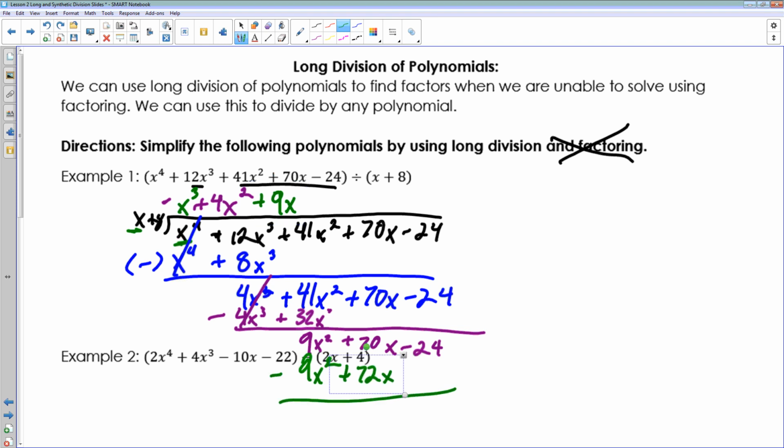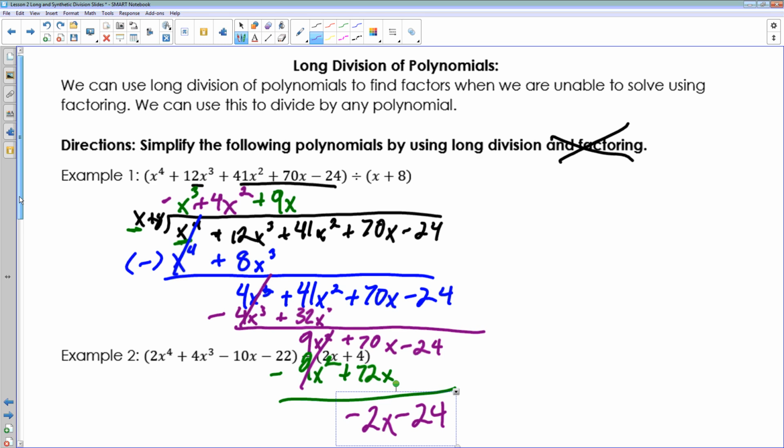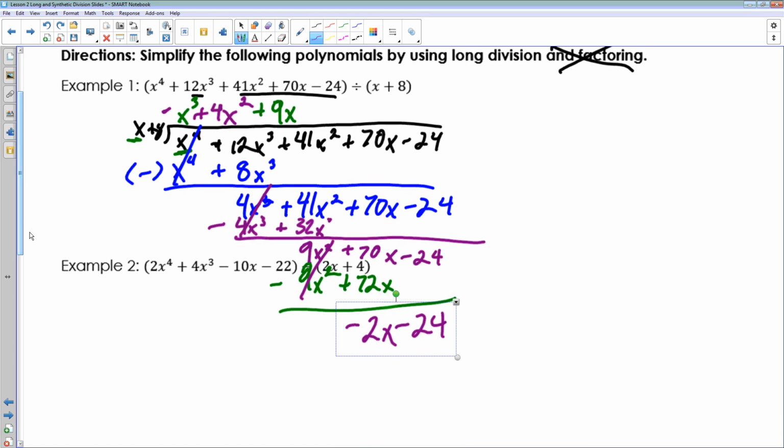So now we subtract. So 9x squared minus 9x squared, that cancels. And 70x minus 72x is actually negative 2x. And we're going to bring down that minus 24. Okay. All right. So negative 2x divided by x, or how many times does x go into negative 2x? Well, it goes in negative 2 times.